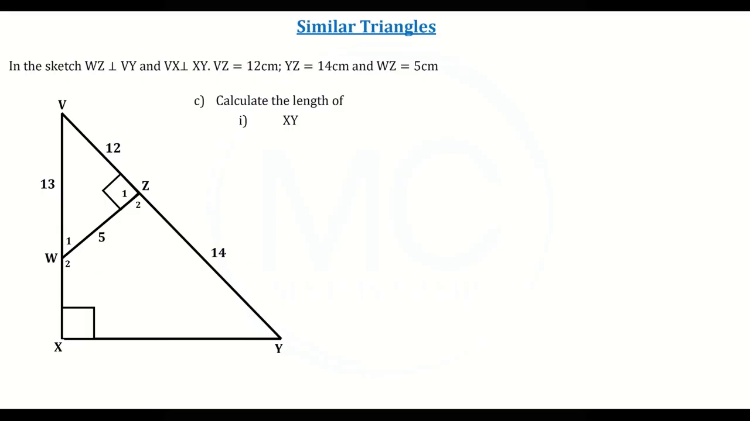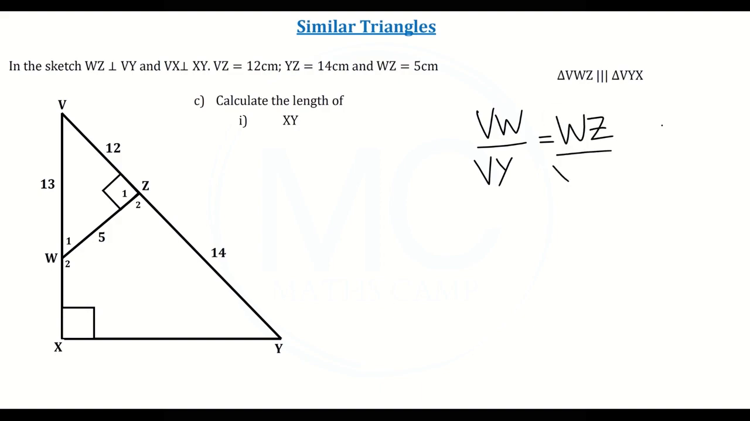We have just proven that these two triangles are similar, which means their corresponding sides are in proportion. Let's quickly write down the corresponding pairs of sides as fractions. We have VW over VY is equal to WZ over YX is equal to VZ over VX.